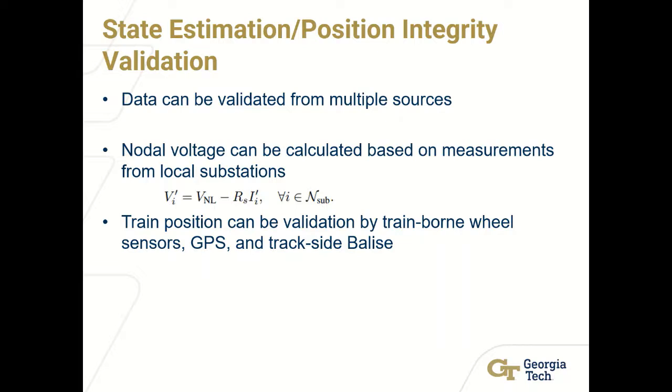Train position can be validated by a train-borne wheel sensor, GPS, and trackside balise. These systems work in tandem to provide near instantaneous position information from GPS, and then the train-borne wheel sensors and the trackside balise work in conjunction to provide dead reckoning to identify where the train is.